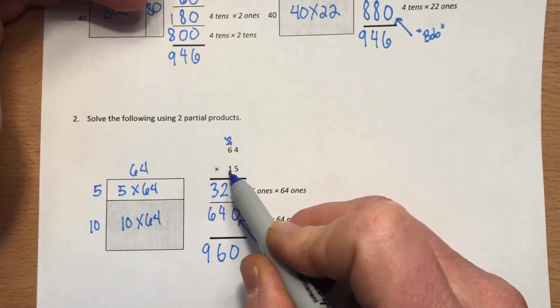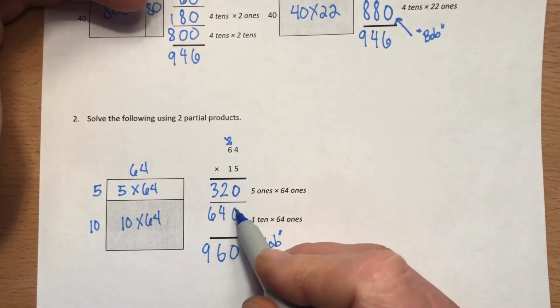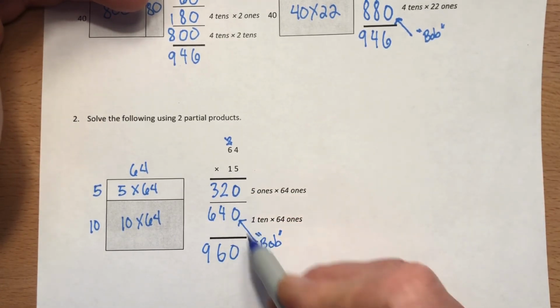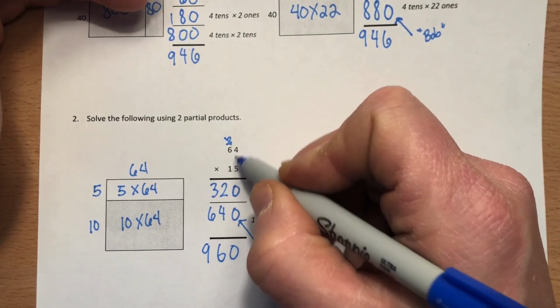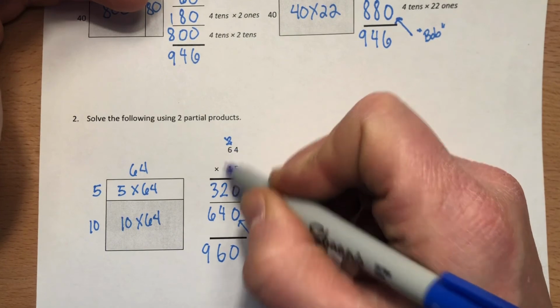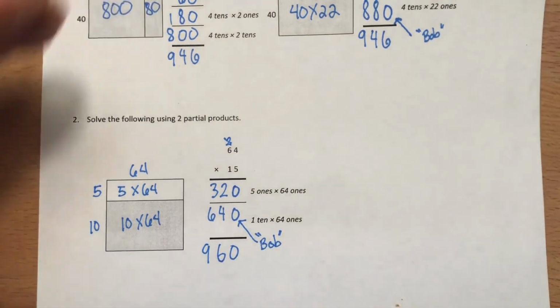Then I come over to the tens place. And when I do that, I must put that 0 here to hold that place. Call that guy Bob. Then I can treat the rest as ones. 4 times 1 is 4. 1 times 6 is 6. Add them up, I get 960.